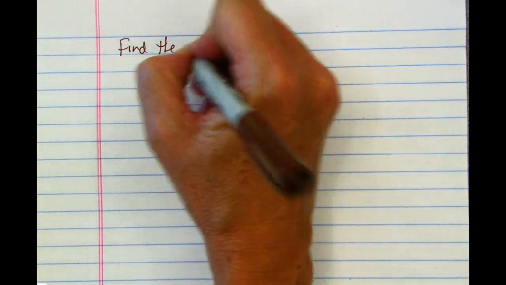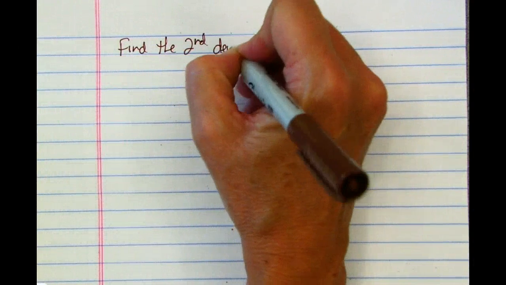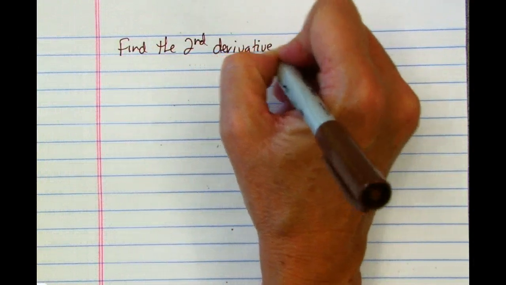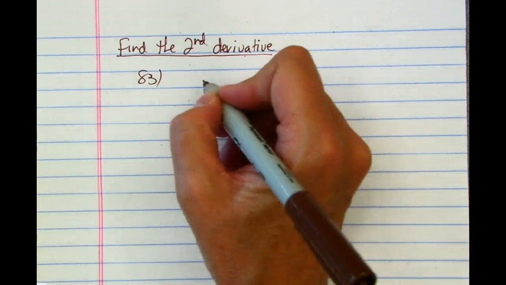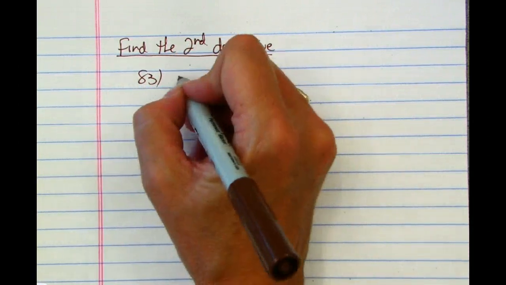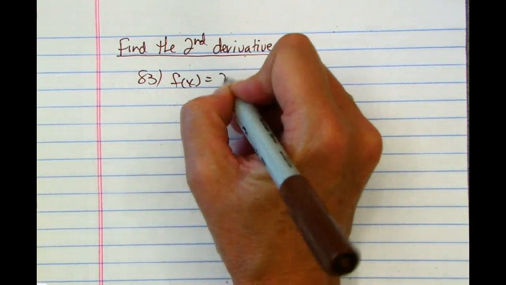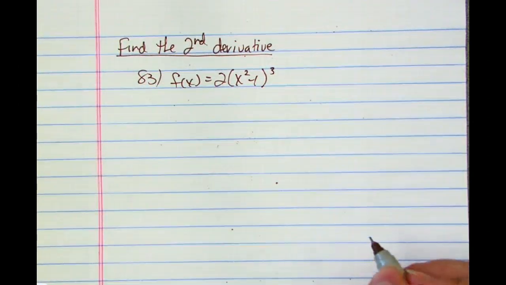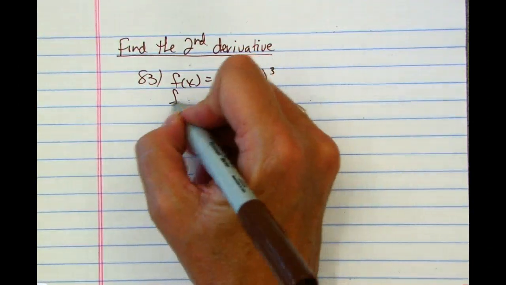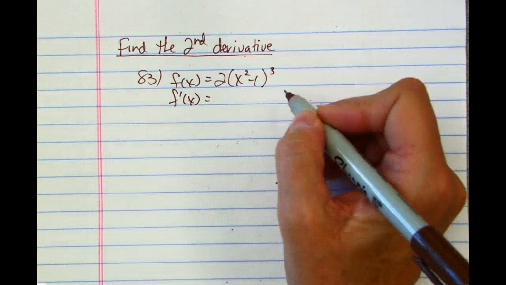Let's find the second derivative. So I'm going to do number 83. That is f of x equals 2 times x squared minus 1 quantity cubed. So let's go find the first derivative, and I'm going to have to use the chain rule.